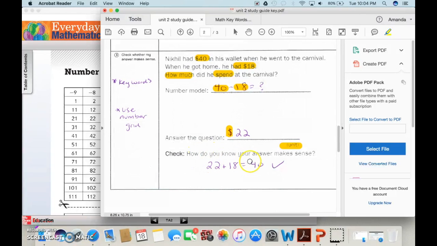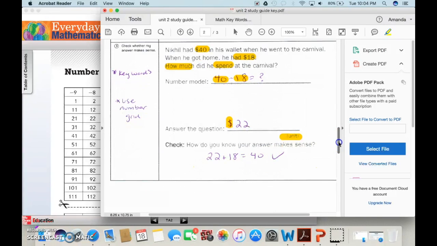Again, to check my work, I just do the opposite. So I start with 22. That was my answer, plus the $18 that he spent, and that equals 40, which is the total he had in his wallet. So my answer here is correct. Again, all my numbers match up.